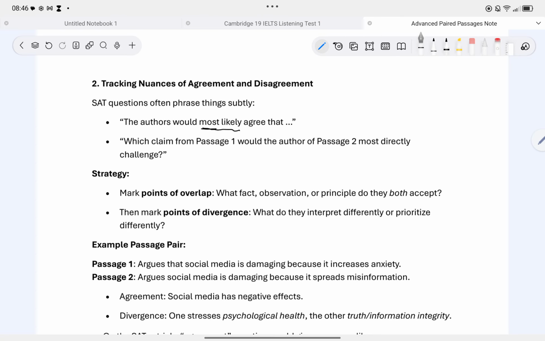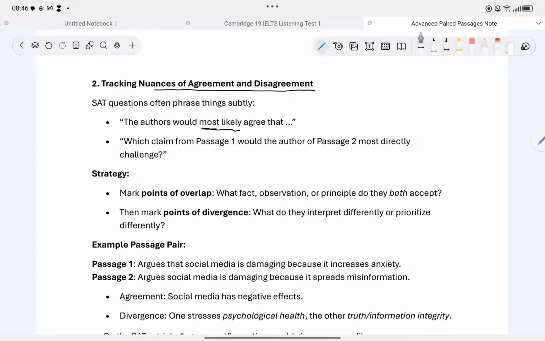Look at another way the question could be framed. Which claim from passage 1 would the author of passage 2 most directly challenge? Which would imply that, yes, they may disagree on certain things, but there is one the author most likely will challenge. Now, how do you answer these types of questions? How do you track nuances of agreement and disagreement?